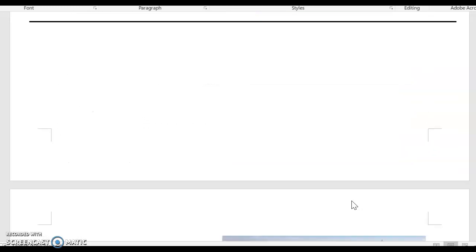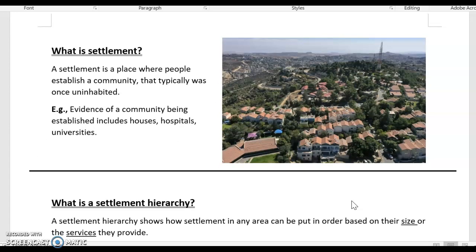If we now look at settlement, just defining settlement firstly, and you guys did this also yesterday, a settlement is a place where people establish a community that typically was once uninhabited. So it's a place where a community is created. It usually starts with a trading post or a marketplace, and then it can grow from there.